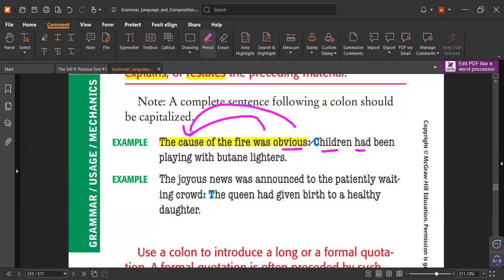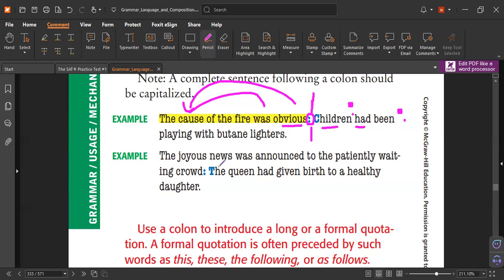So remember, the colon must be in the correct place. We cannot use a colon here or there. It must be in this part, after completing the sentence. Again, where are the subject and verb in the sentence before the colon?